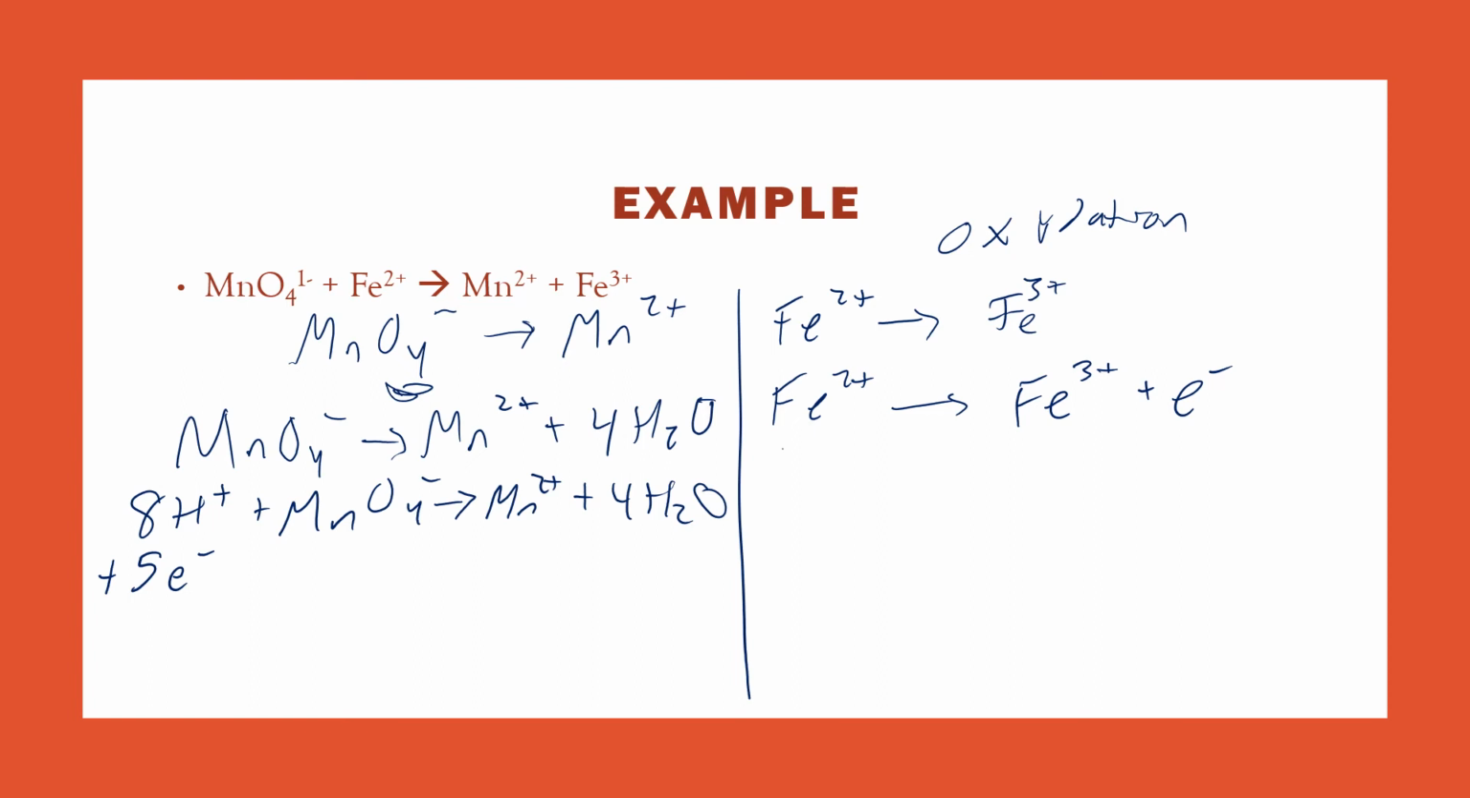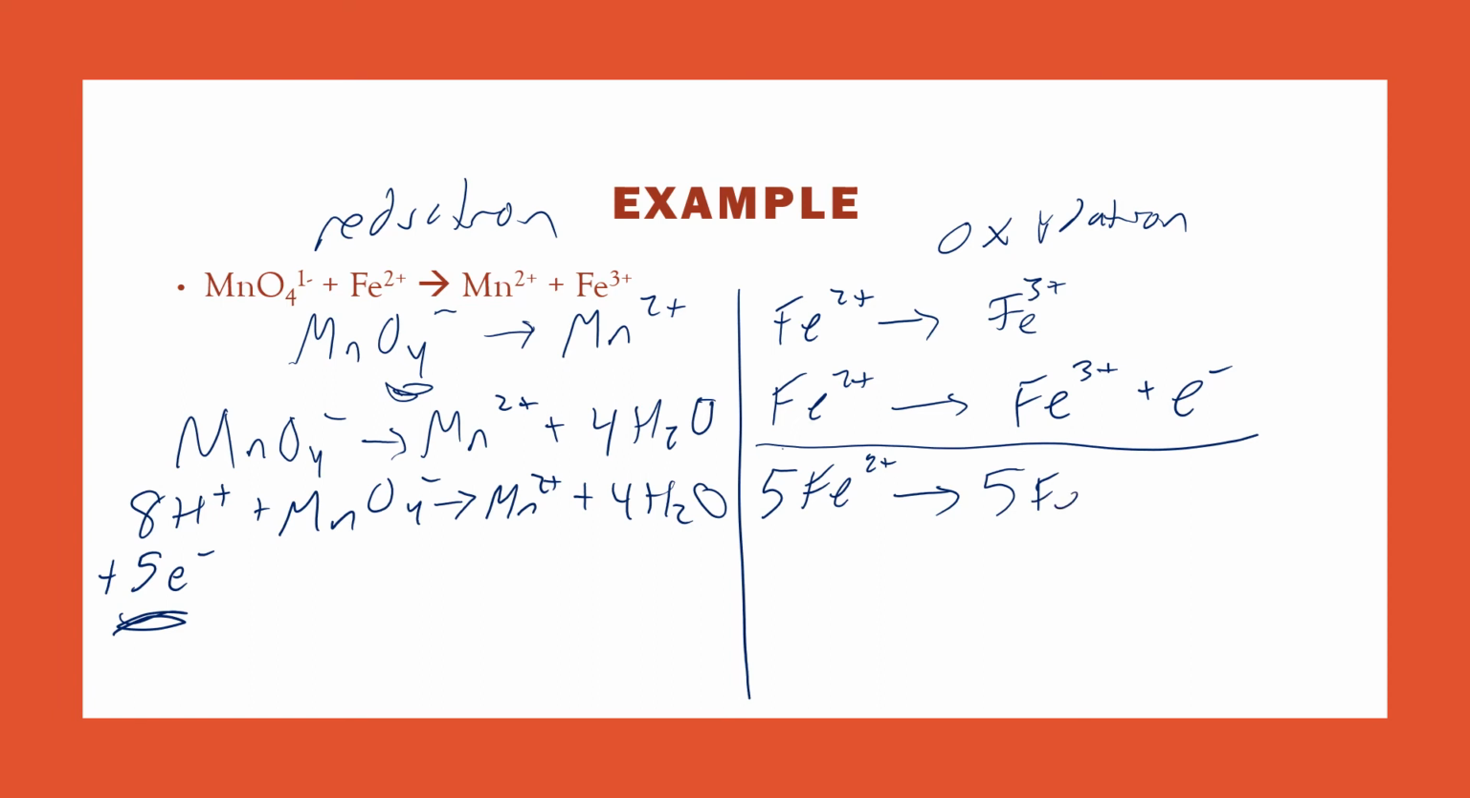Next step, and we're almost done, you need to make sure the electrons match. So because we have 5 electrons in our reduction half reaction, it's reduction because it's going to gain the electrons, I need to multiply this whole reaction by 5. So 5 Fe2+ ions yields 5 Fe3+ ions and 5 electrons. So now my electrons match, which is what we need.